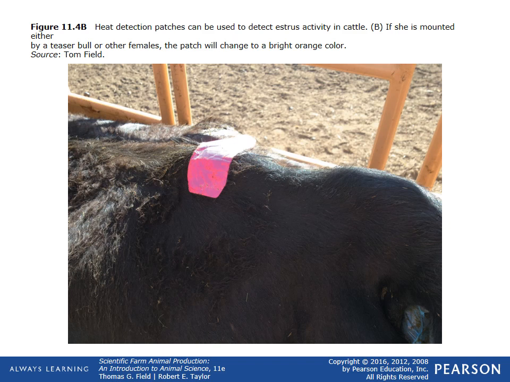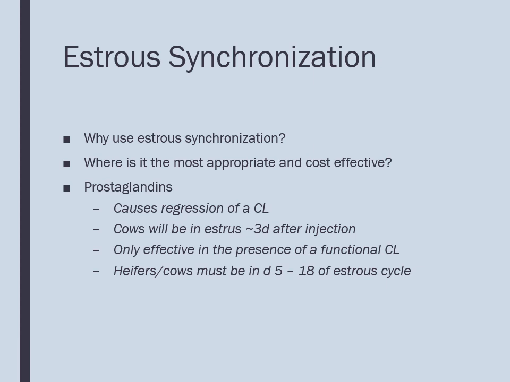Now, obviously, you can have some false positives here. She could have rubbed on a gate. She could have been jumped accidentally. She could have hit it while she was laying down, and that got rubbed off. So it's not 100%, but it's a good helper out there as well.